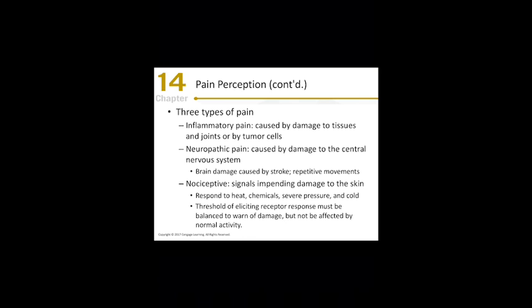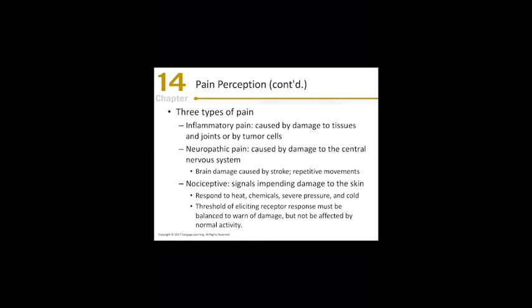So we see here, for example, heat, pressure, cold, chemicals. All of these signal pretty much impending doom, right? It's signaling that you're about to experience pain. And we need to make sure that in order for this to work properly, in order for us to be able to sense the impending pain and remove our skin from it, we have to have a very, very careful threshold. And that threshold needs to be just enough to warn of damage, but not be affected by normal activity.